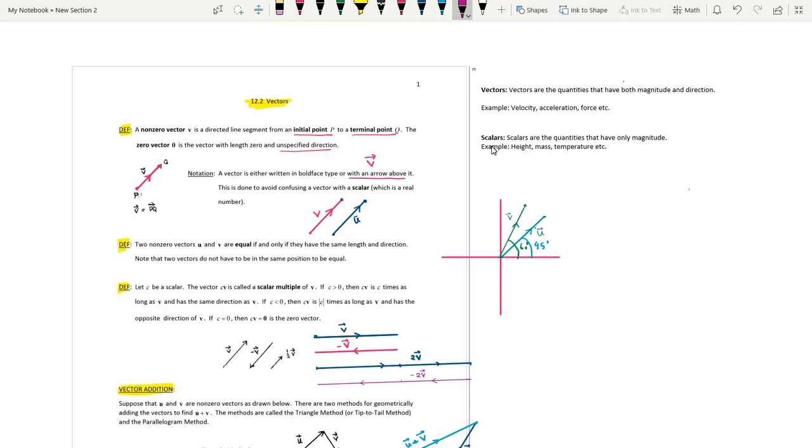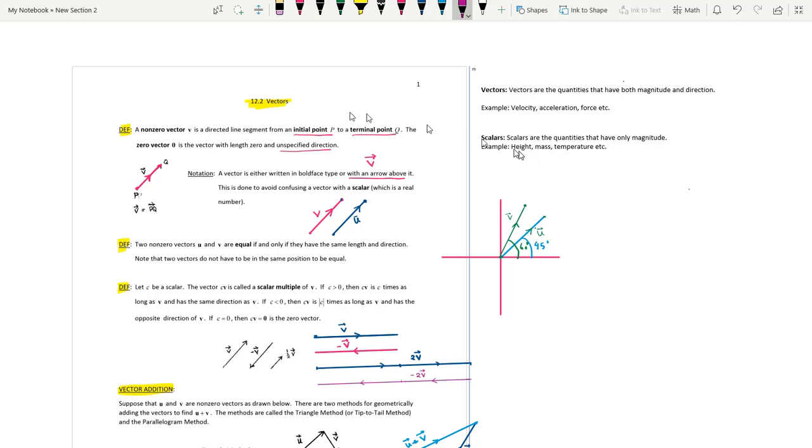And scalars are the quantities that have only magnitude. For example, the height. When you measure your height, you only need the magnitude, you don't need the direction.